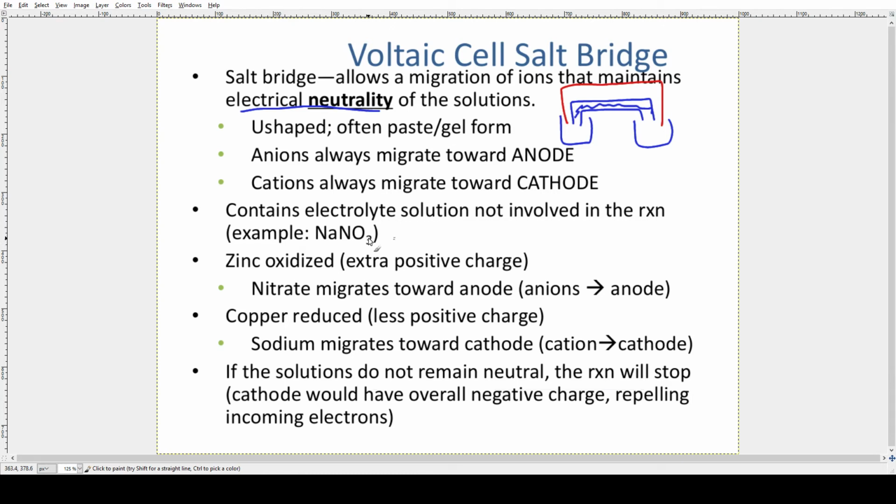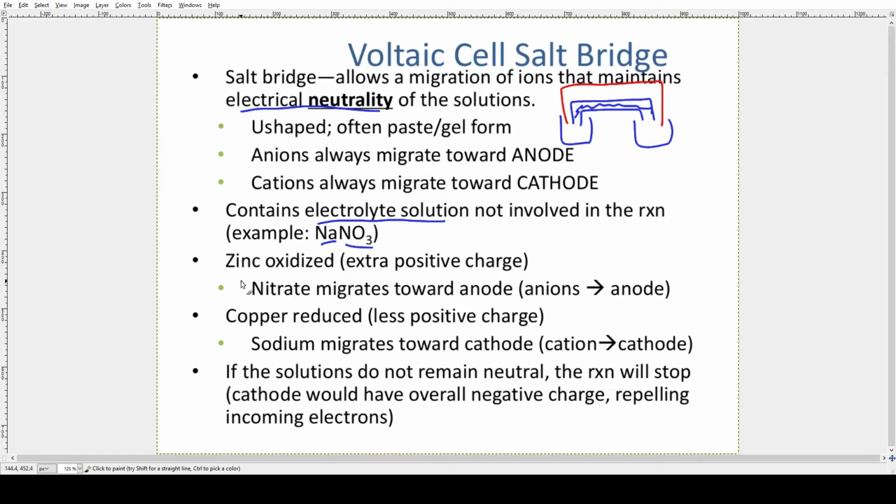And they're going to contain some sort of electrolyte solution, so something that dissociates into ions, and they need to be not involved in the reaction, so things that will not affect our reaction. Sodium and nitrate are good examples of that. Sulfate is also used pretty often.